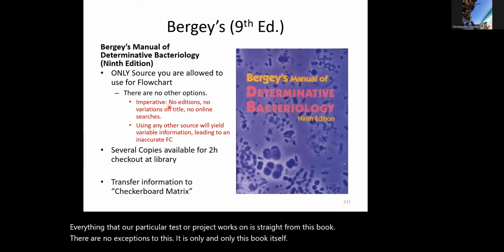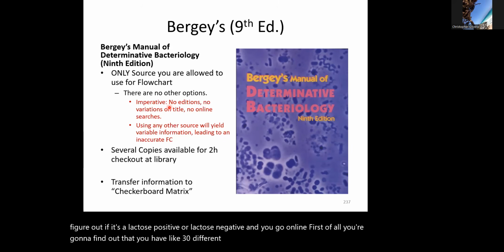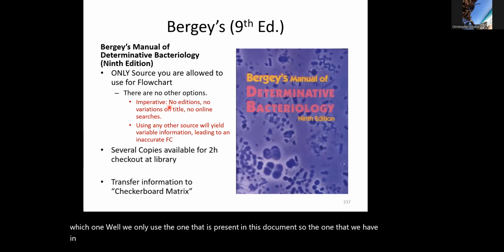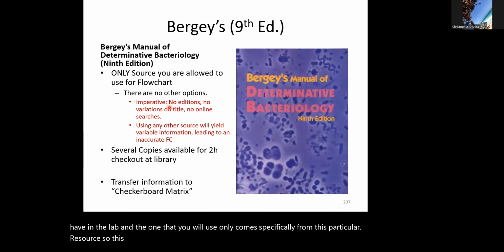Right? So if you decide to try and look up something about E. coli, let's just say you want to figure out if it's lactose positive or lactose negative, and you go online, first of all, you're going to find out that you have like 30 different strains, and each of those strains will be a little bit different. Some of them will be positive, some of them will be negative. How do you know which one? Well, we only use the one that is present in this document. So the one that we have in the lab and the one that you will use comes specifically from this particular resource. So this 9th edition only of Bergey's Manual, this one alone.